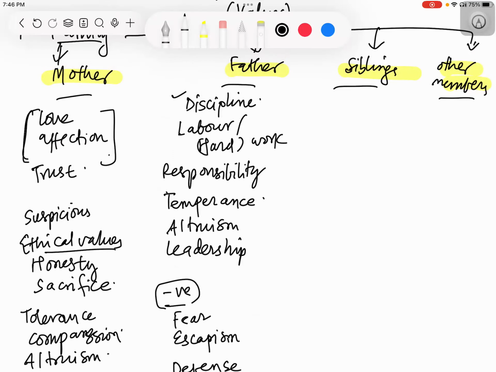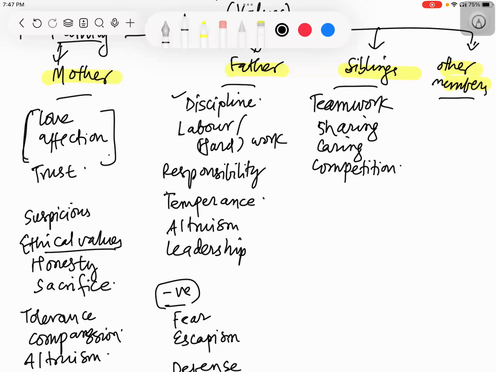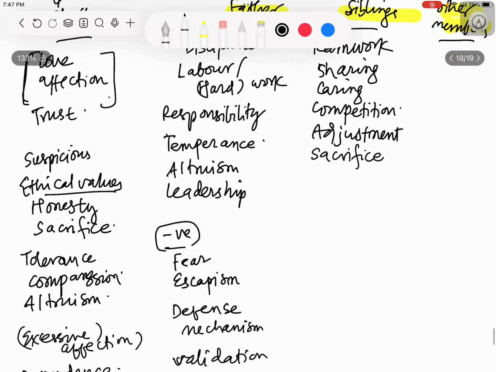Okay, that was the father. What values can siblings impact? Share and care. Sir, sharing and caring. Okay, very good. What else? Competitive spirit. Competition itself is a value. Very good. Adjustment. Okay. Sacrifice. Right. Anything else? Can any negative things also come?